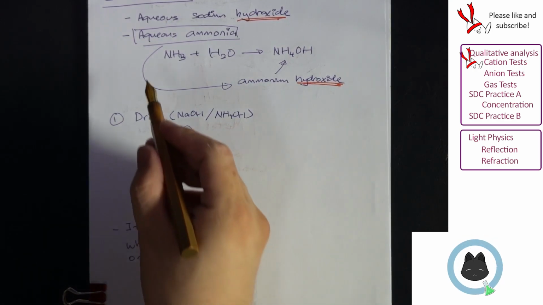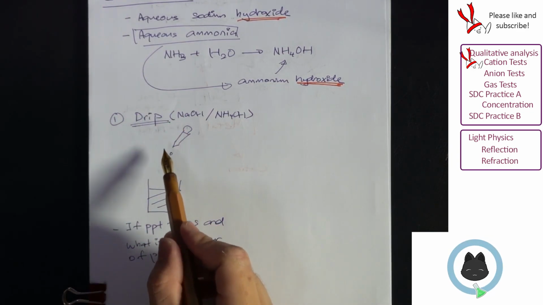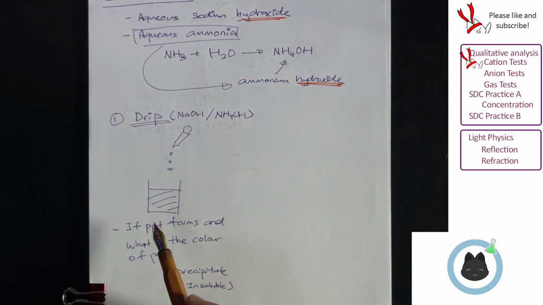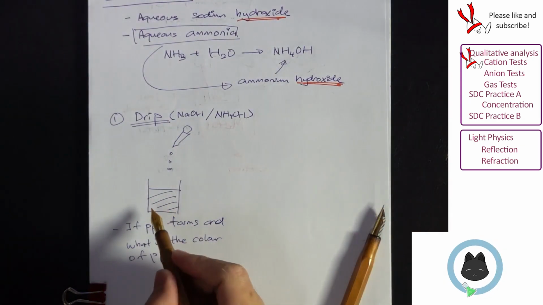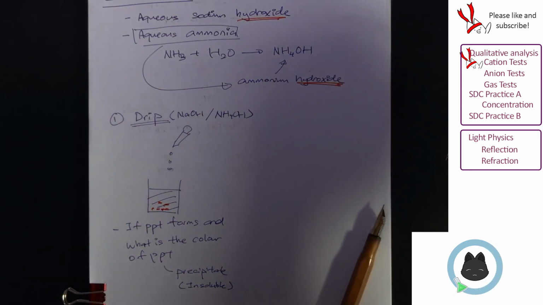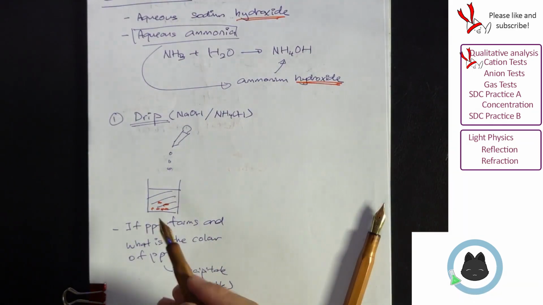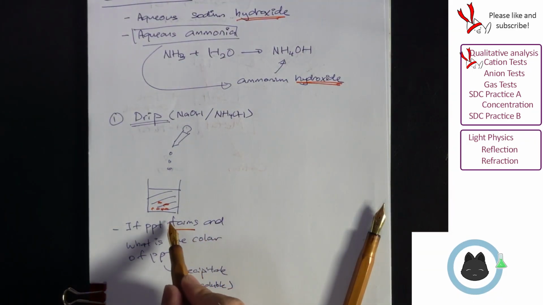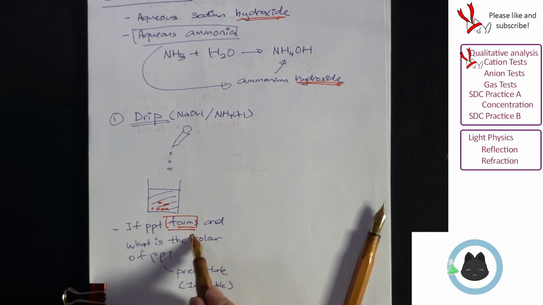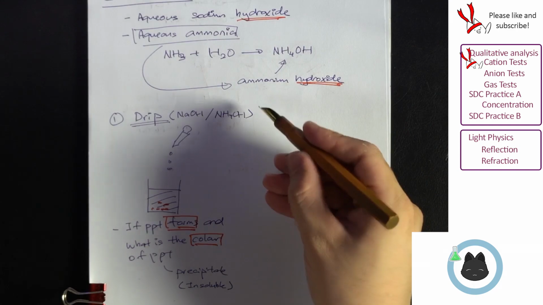So number one, we basically focus on things we drip, just a few drops, and see, does the PPT form? Let's say the PPT forms. Then what color is it? Oh, okay, then it's like brown or it's like orange. You're trying to find if PPT forms, did it form, and the color. Then you go to the second step.